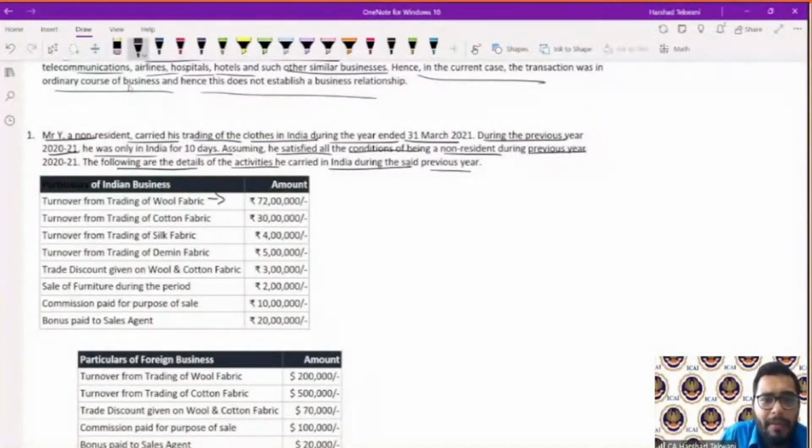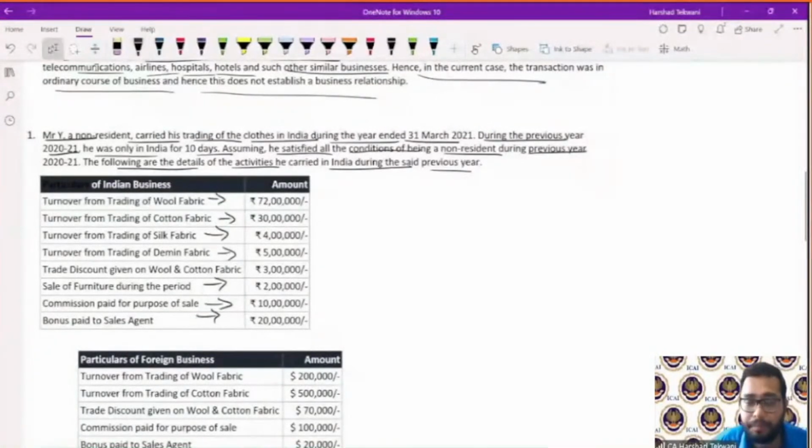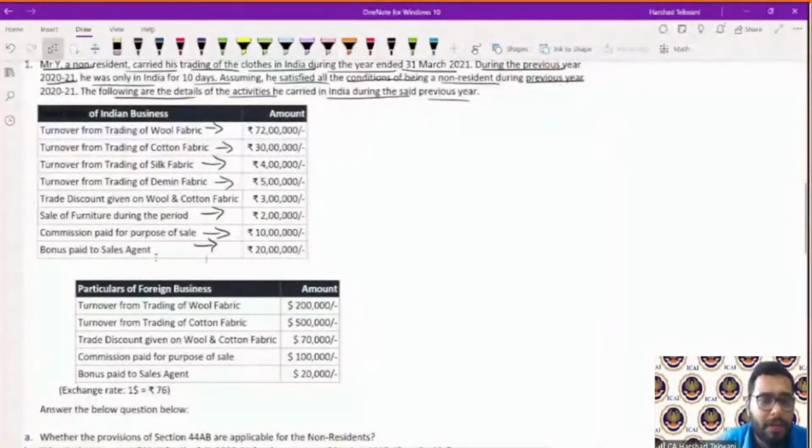Turnover from wool fabric, 72 lakh. Turnover from cotton fabric, 30 lakh. Turnover from trading of silk fabric, 4 lakh. Denim fabric, 5 lakh. Trade discount given on wool and cotton fabric, 3 lakh. Sale of furniture, 2 lakh. Commission paid, 10 lakh, and bonus paid to sales agent, 20 lakh. These are the particulars of the foreign business, business which is done outside India.